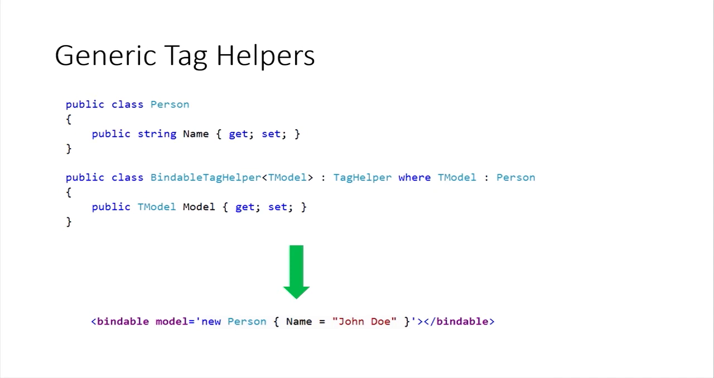Has anyone written a tag helper and gone, gee, I wish I could have a generic tag helper so I could reuse it for different things? No? No one yet? Okay, if you start getting into wanting to do more model-based tag helpers where you're trying to act on the model of the view, this I think becomes really powerful.